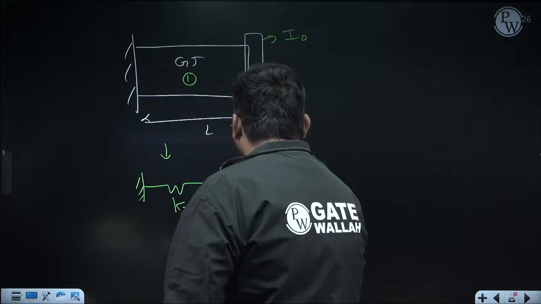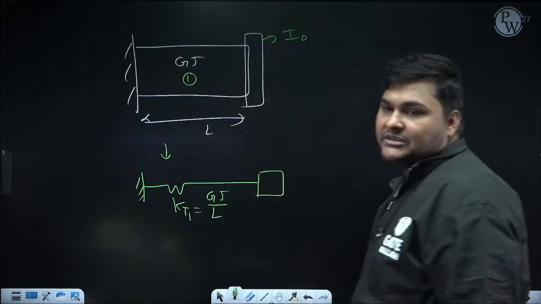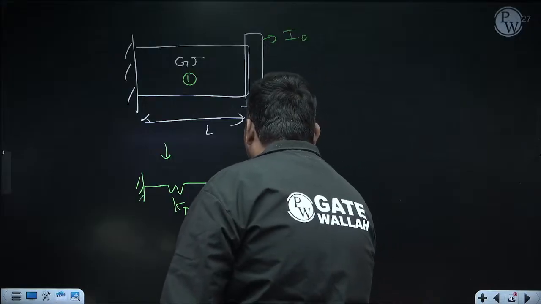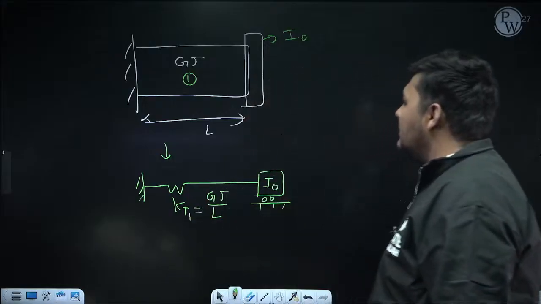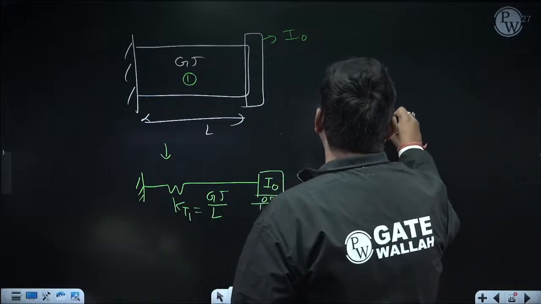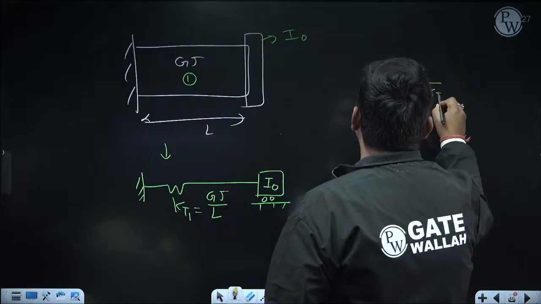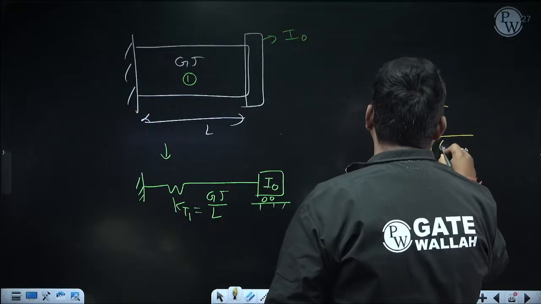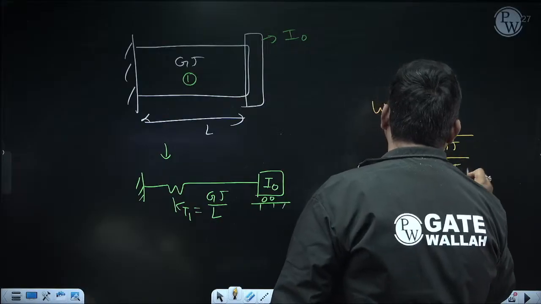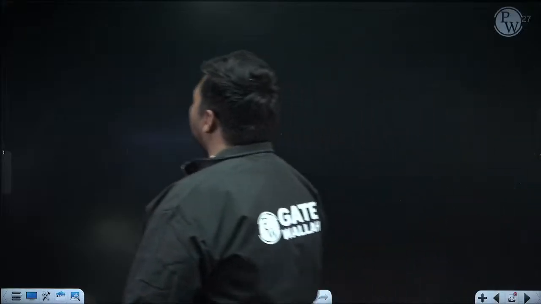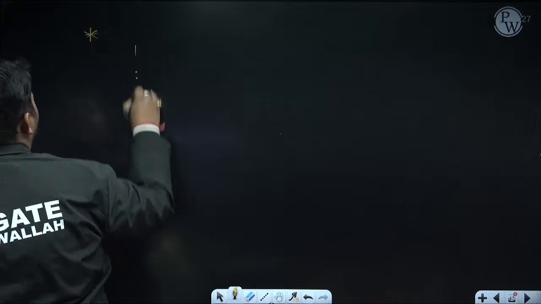Now below this, the rotor is attached. I am showing it like a mass, but actually here instead of mass we'll write mass inertia. Just remember the analogy. So now the natural frequency of torsional vibration, omega, will be root over KT1 upon I naught. KT1 in numericals you can calculate separately. Right now the expression of KT1 is GJ by L. So GJ by L divided by I naught. Clear? Now what is the benefit of this? If the diagram comes like this, you can easily calculate overall KT equivalent.